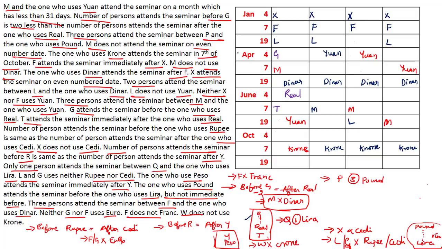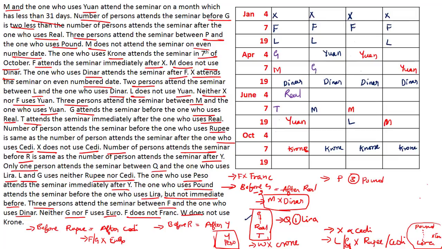I hope you are able to follow. In the same manner, if G is here, Real has to be here, and T has to be here. That's not possible because M is already here. If I put G here, Real has to be here, then T has to be here. That's not possible. Why is it not possible? Because M is already here. So it is not possible to substitute G here.